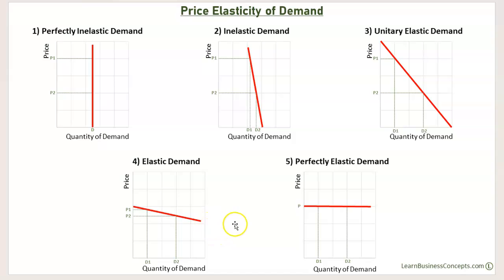Now, elastic demand is very common. So if we were to say what is the most common type of elasticity of demand, it would be elastic demand, which means the consumer is price sensitive and is going to look for a cheaper alternative when necessary.